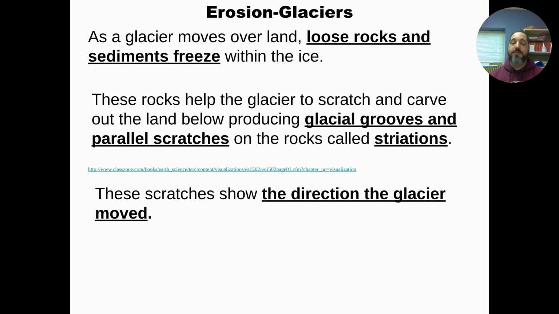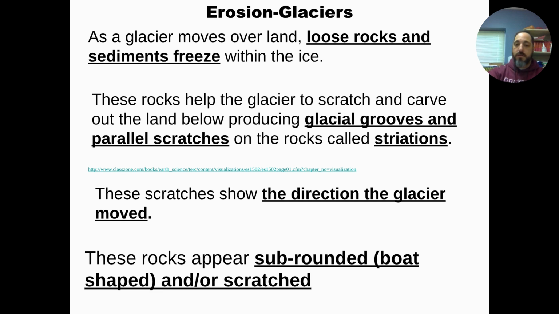So we can find these at the tops of mountains in the Adirondacks. We can find them all over the place. These scratches show us what direction the glaciers have been moving. These rocks appear what we call sub-rounded. They're boat-shaped, and they are scratched, right? They're not rounded like we see with rocks that are changed by water. They may have one side that's nice and rounded, and maybe the other side's a little bit more jagged.